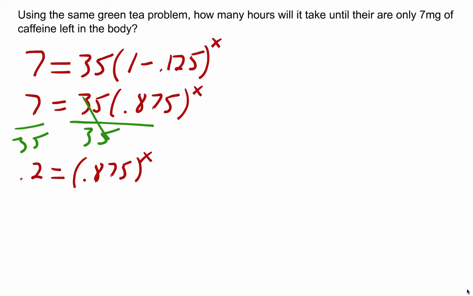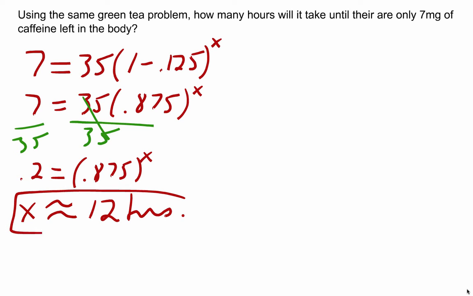And you're going to find out that x will be approximately 12 hours. So like I said, if you take 0.875 to the 12th power, you should get something real close to 0.2. It's not going to be exact, but it's going to be close to that. So doing these types of problems is just guess and test, unless you had it graphed, and then you could look at a graph.